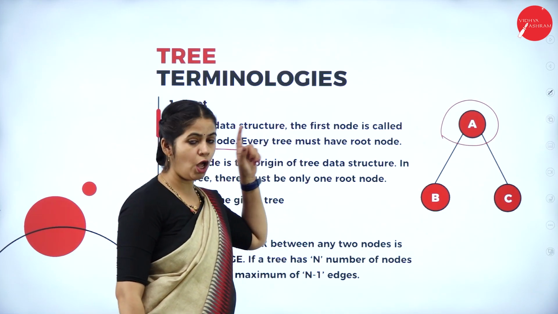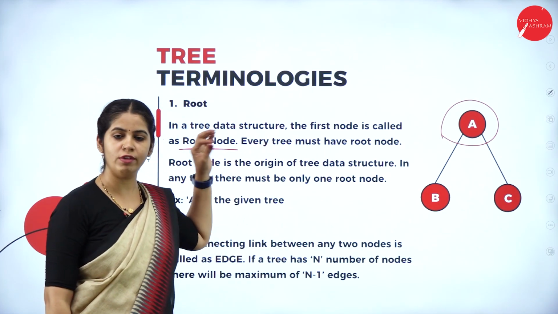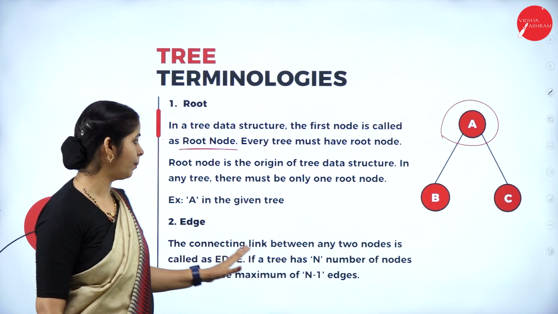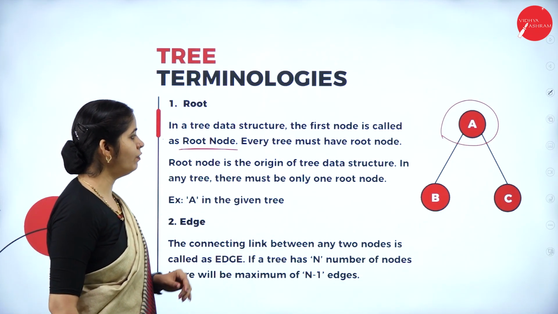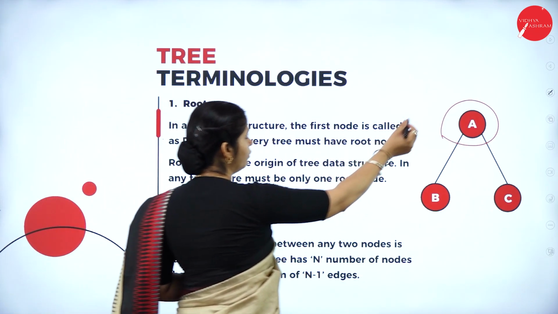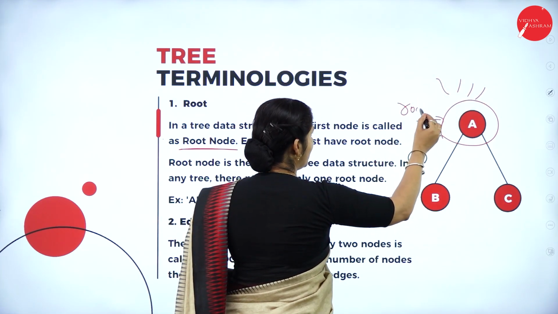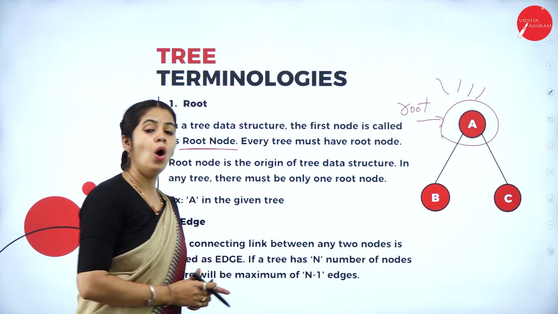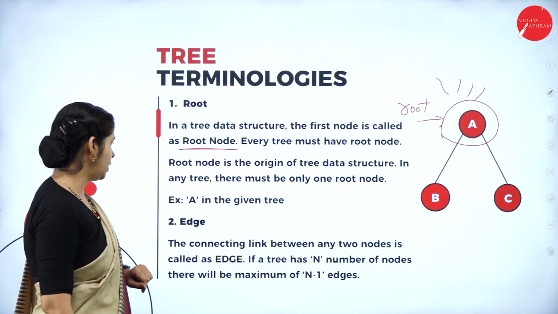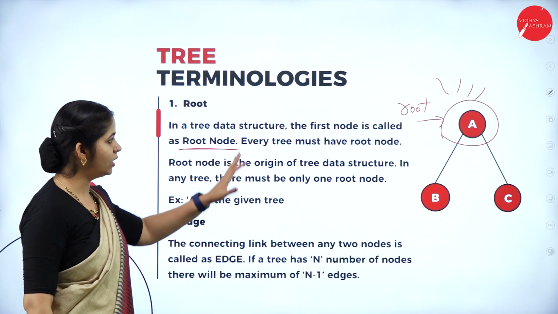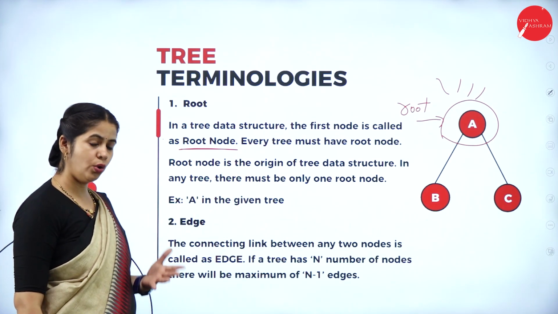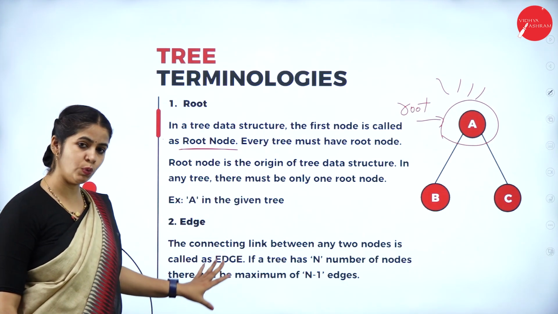Every tree must have a root node. Without a root node, we cannot build any tree. A root node is the origin of the tree structure. As we don't have anything above it, this is the root node. So we can say that the root node is the origin of the tree. In the given example, A is the root node. Fine.